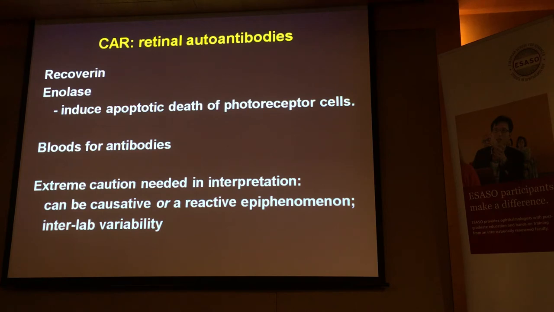The other problem is this: variability and therefore reliability. I'm only aware of one study which has compared the results of two different labs, and you'd think they're going to be the same, right? 36% concordance only. It's the only study that's been done. 36%. That's less than chance. So you've got to be really careful with interpreting anti-retinal antibody studies.